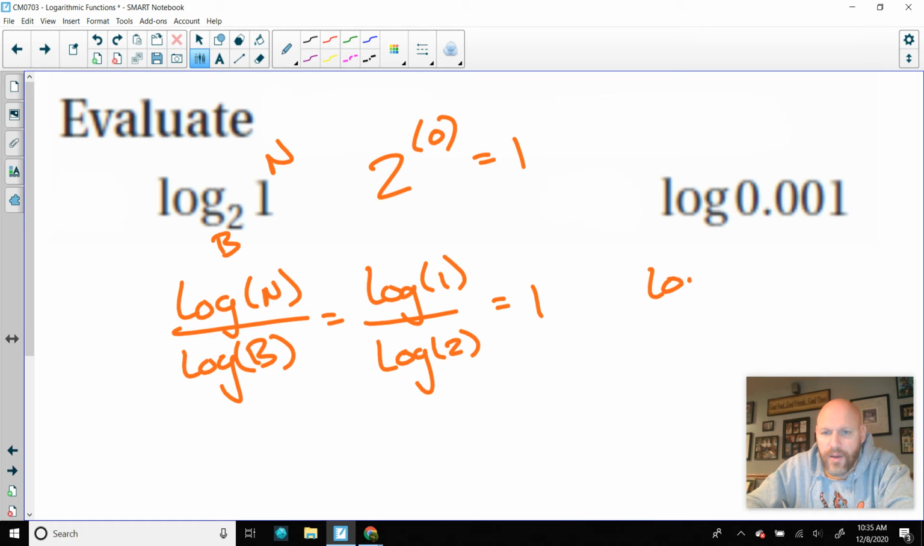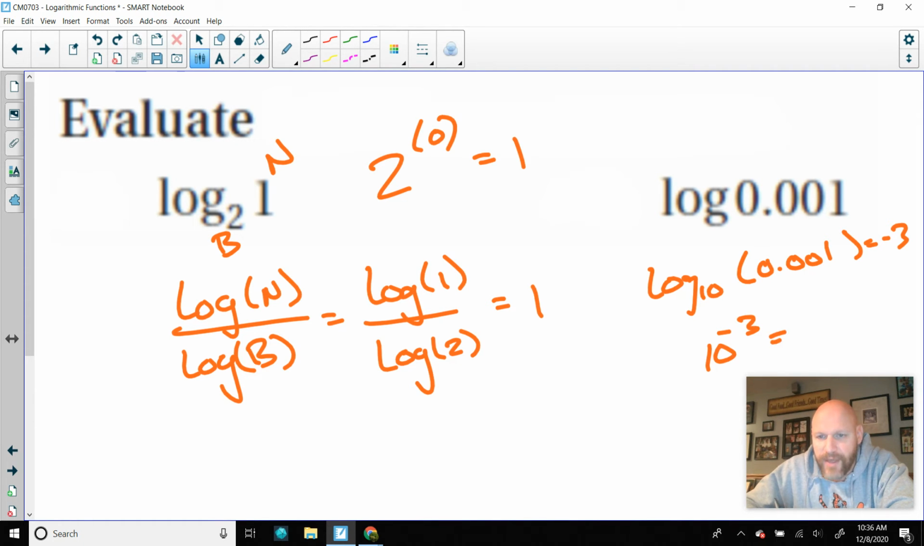Same thing over here. This is log, technically base 10 of 0.001, and we said that it was equal to -3. Well, that makes sense, because 10 to the power of -3 just means we're going to flip that. 1 over 10 to the power of 3 is going to move the decimal 3 times and give us 0.001. If you didn't understand what I just said, don't worry about it.